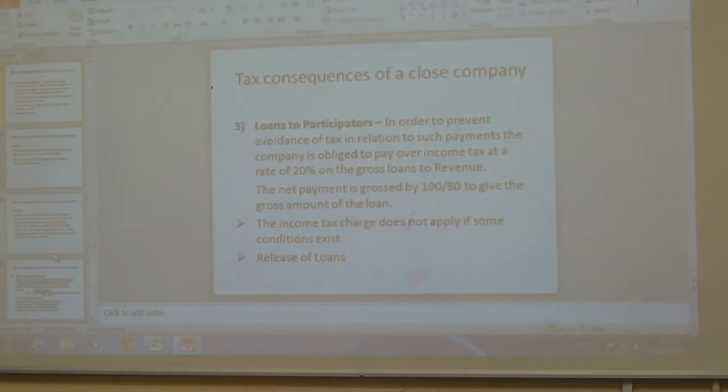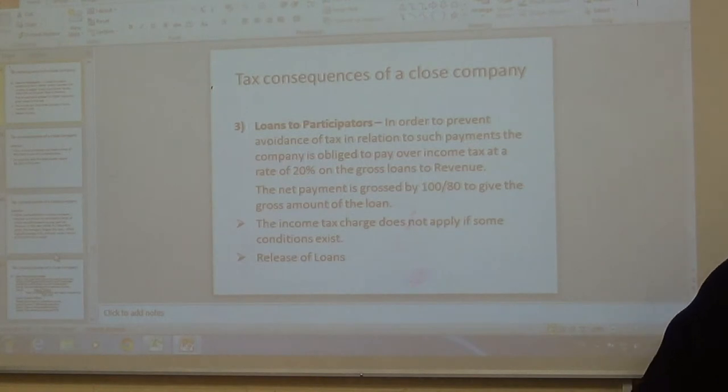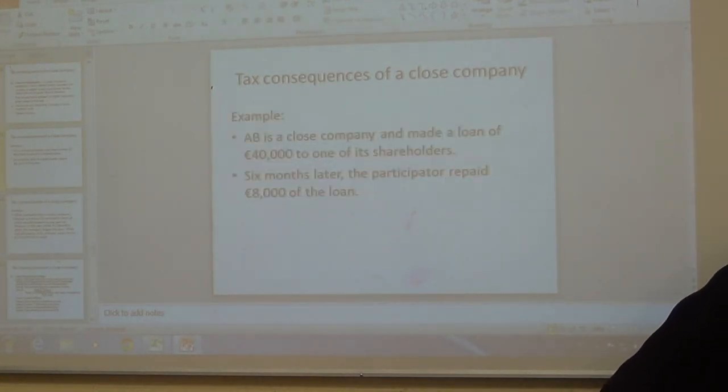Okay, so this is the loans to participators. The example: ABC is a closed company and made a loan of 40,000 to one of its shareholders. Six months later, the participator repaid 8,000. The thing here is that the company is paying income tax, not corporation tax this time. So it's income tax they're paying. I'll do the example out here. AB is a closed company and made a loan of 40,000 to one of the participators.